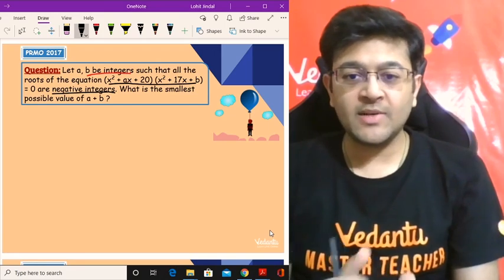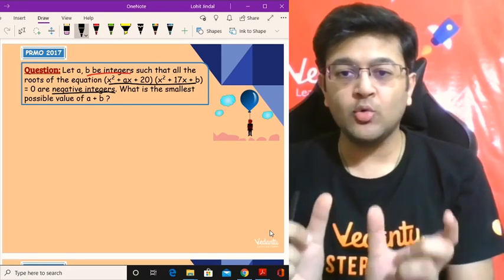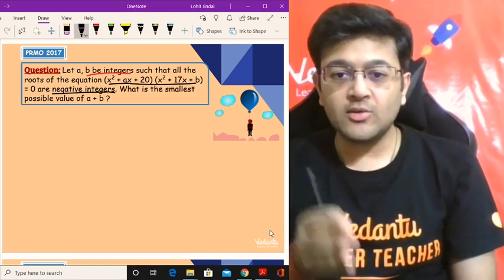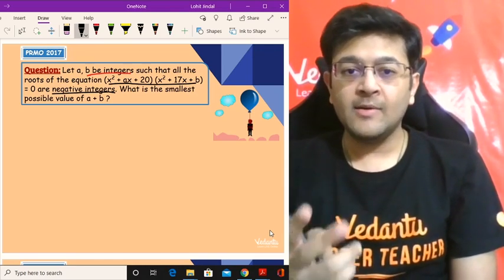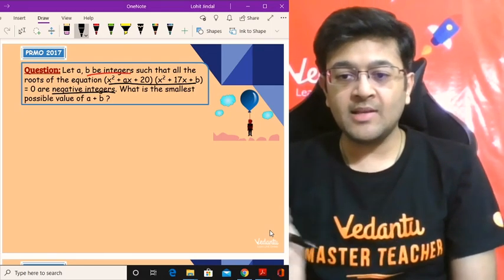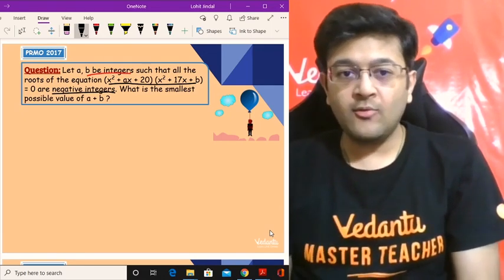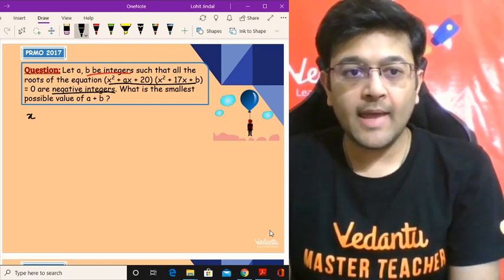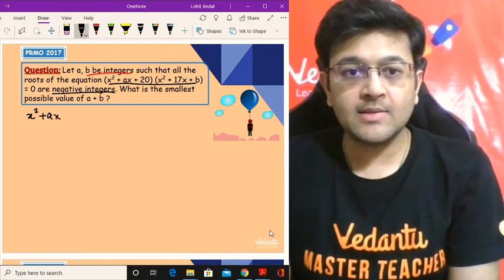Alright, so our expression has already been divided into two quadratics, right? It is a product of two quadratics. So each of the two quadratics must have two negative integer roots, right? So many things are there. So let's see one by one. So let's consider the first quadratic first: x square plus ax plus 20 equal to 0.